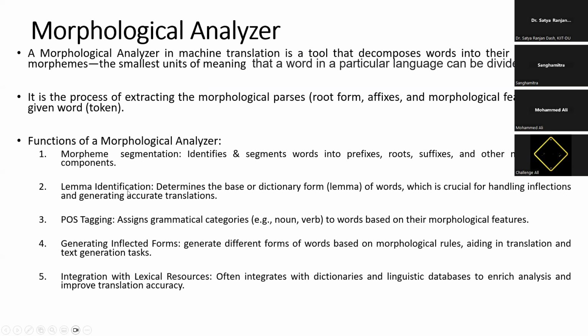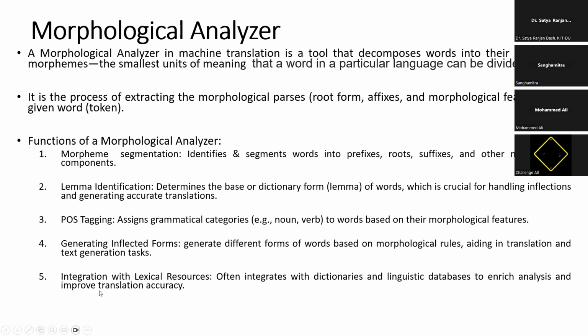Then the next function will be identifying the lemma, that is the base form. Then POS tagging is another function, that is part of speech tagging. It will assign the grammatical categories, so a particular token will be assigned a particular part of speech, whether it is a noun or a verb. Then another function is generating the inflected forms. For example, the word find and the word found. Find and found both belong to the same root word find. Okay, so these are inflected words also.